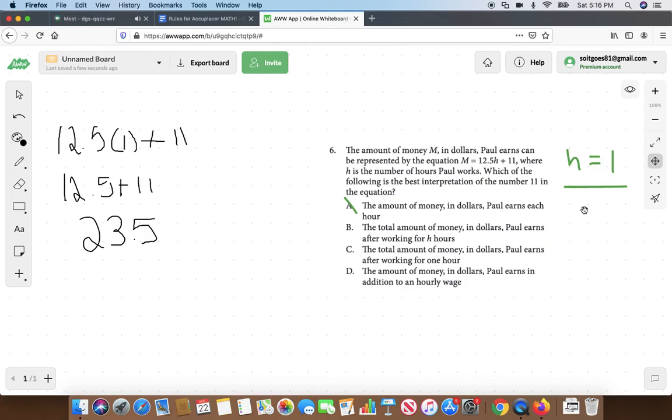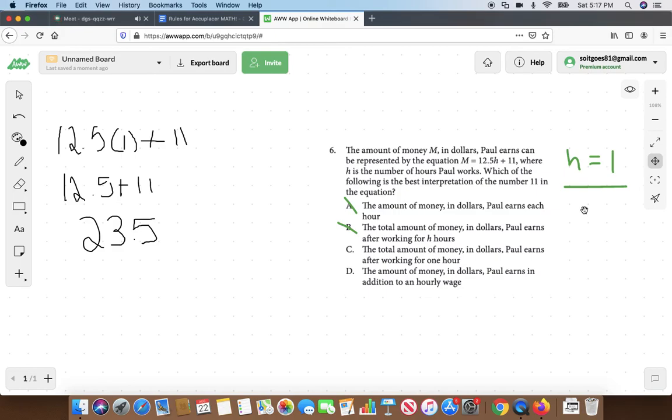M is a variable, right? In fact it says that the total amount of money he makes is M. And it changes depending on how many hours he works, right? If he works 2 hours, he's making more money. That just makes sense on a logical level as well. Does that make sense why it can't be B? Yes. I mean, the total amount he makes isn't 11 because we just plugged in a 1 for H and it was $23.50, not 11. So it can't be B.